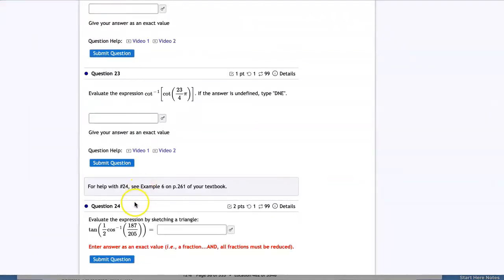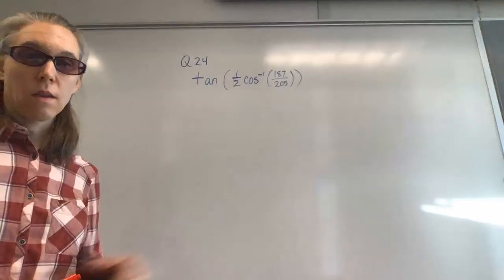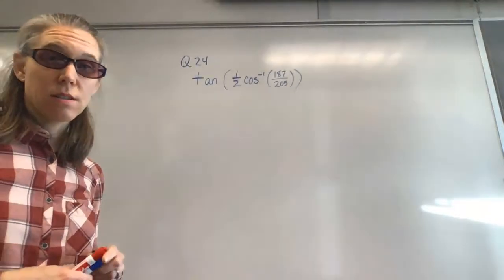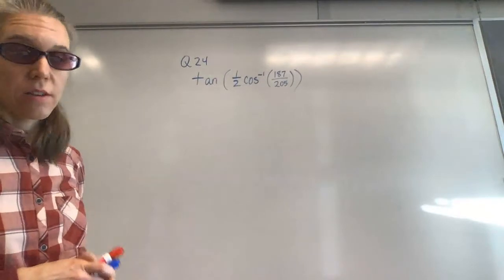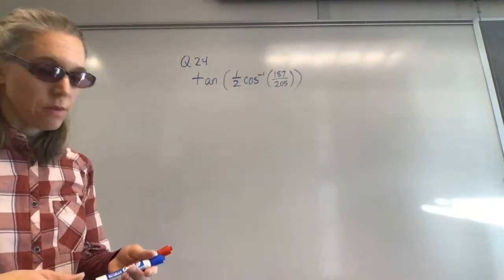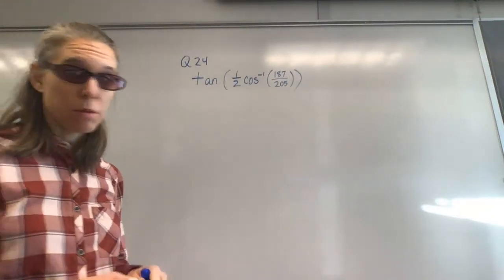And lastly, I want to look at question number 24 from the homework. We have the tangent here of 1/2 cosine inverse of 187 over 205. So let me do this one up on the board. Okay, so here is the tangent of 1/2 cosine inverse 187 over 205. First we come up with a variable.